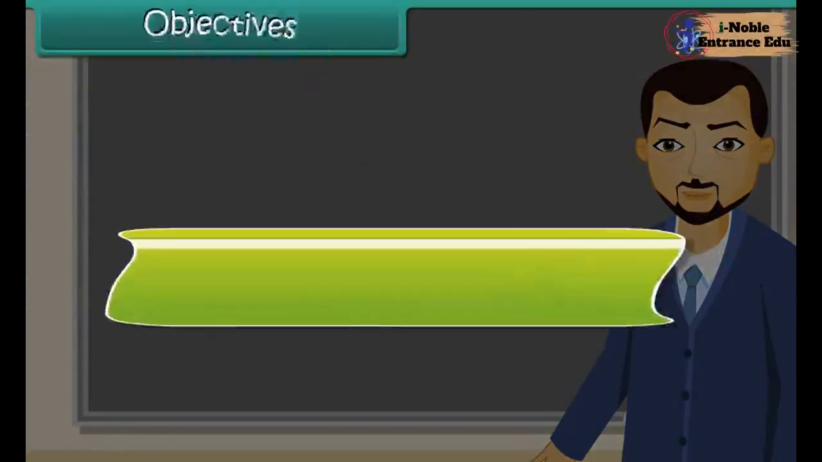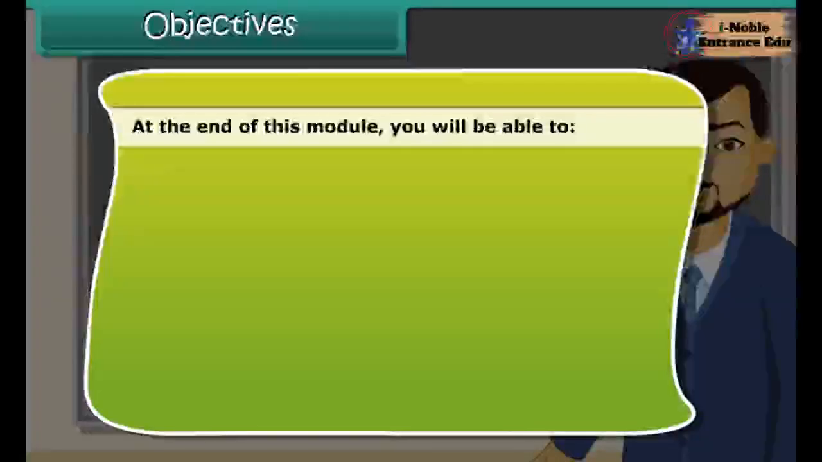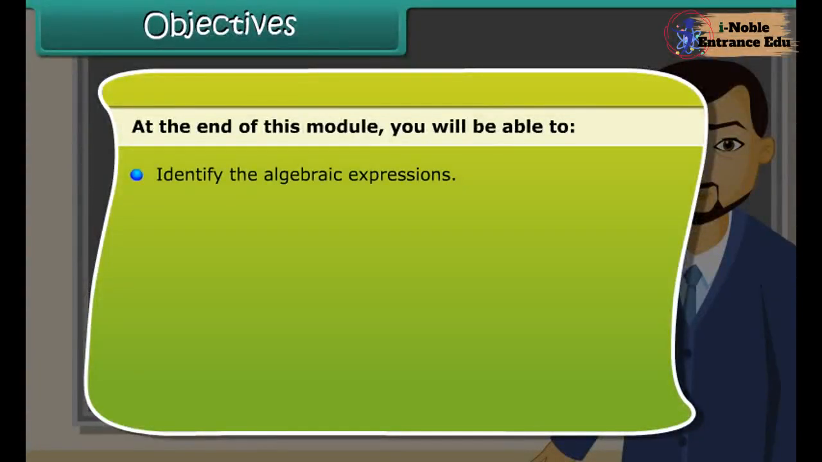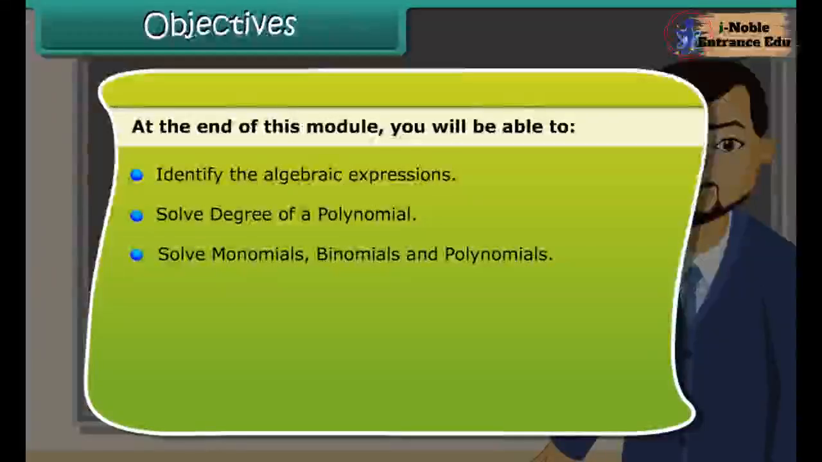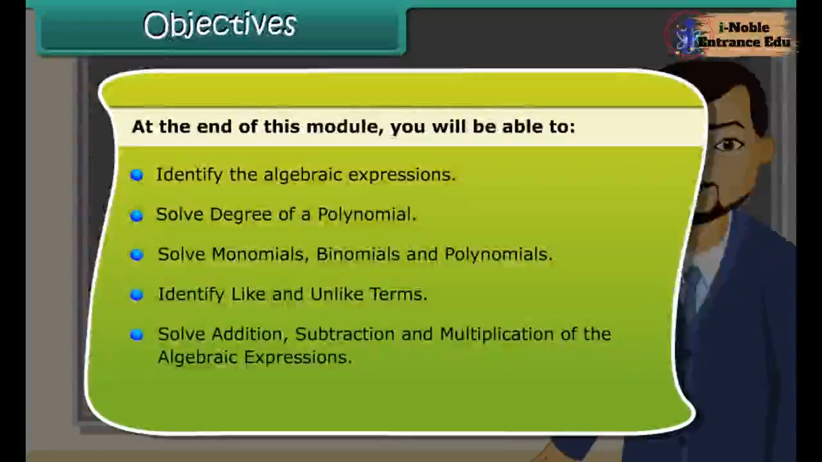Objectives. At the end of this lesson, you'll be able to identify the algebraic expressions, find the degree of a polynomial, identify monomials, binomials, and polynomials, identify like and unlike terms, perform addition, subtraction, and multiplication of the algebraic expressions, and describe identity and standard identities.